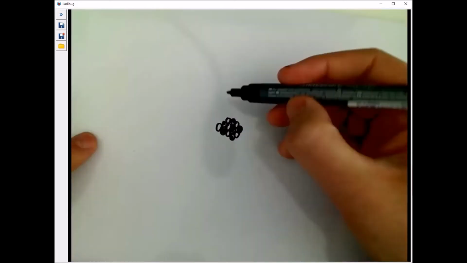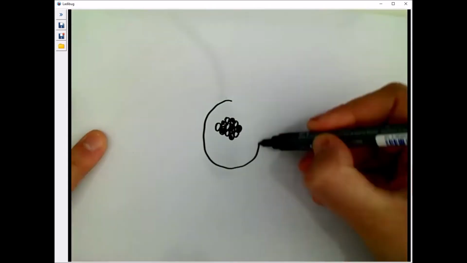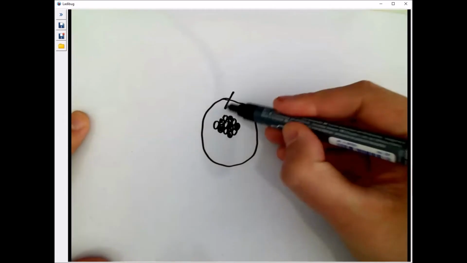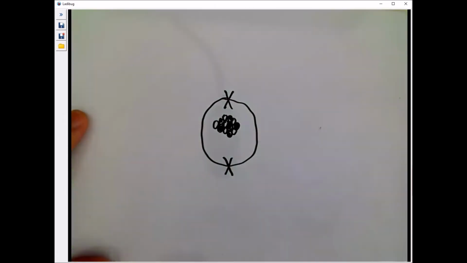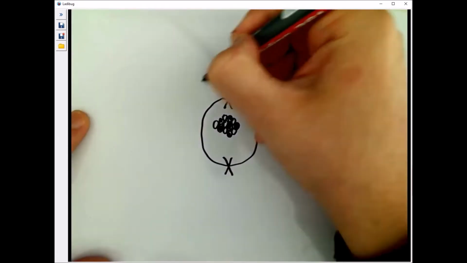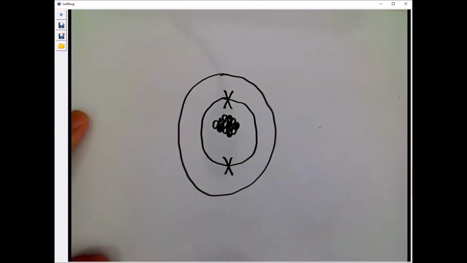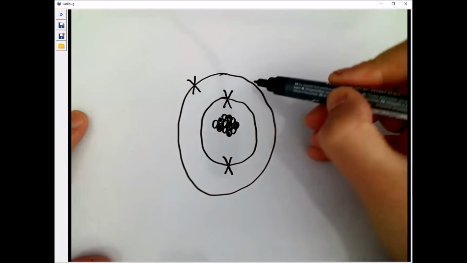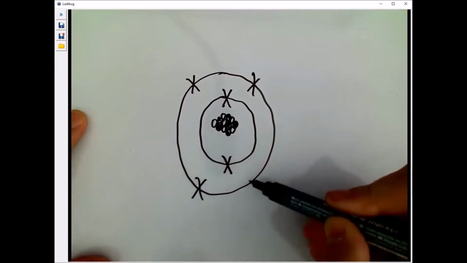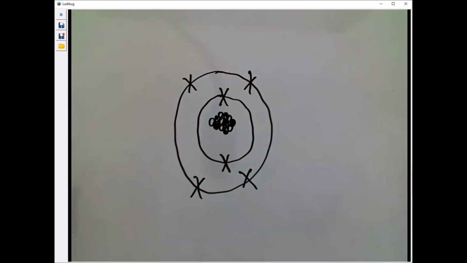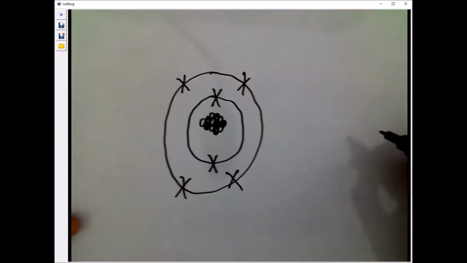The first shell, or the first orbit of electrons, can only have 2. So there's my first 2. And then the shells after that can all take up to 8. I'm not going to need to fill up all 8, so I've only got 4 left over to balance out that charge. So that gives us a carbon atom.